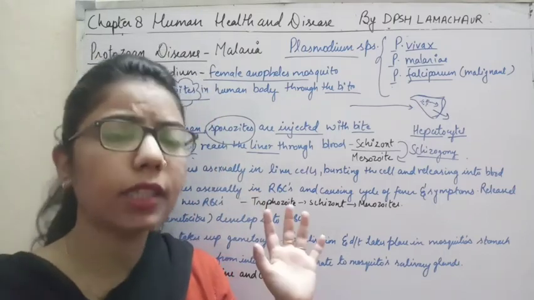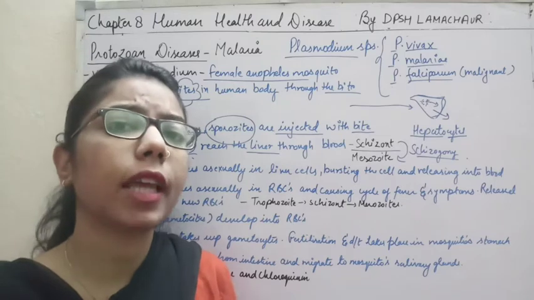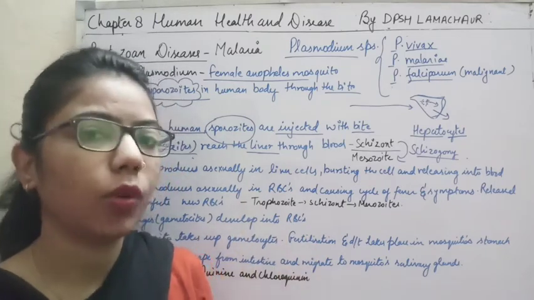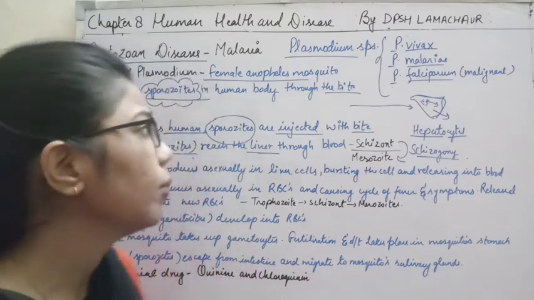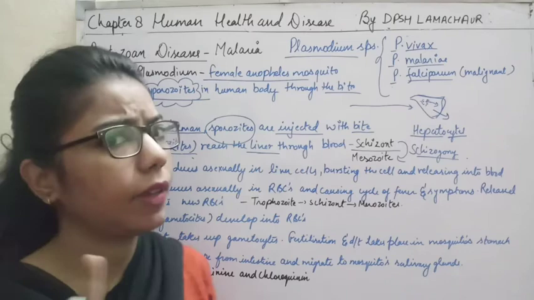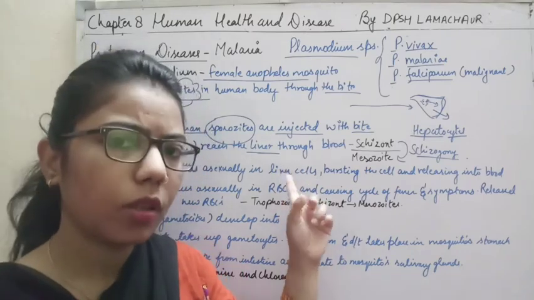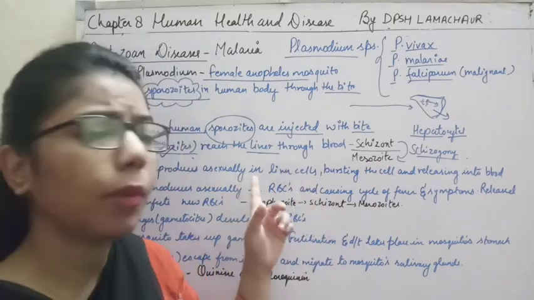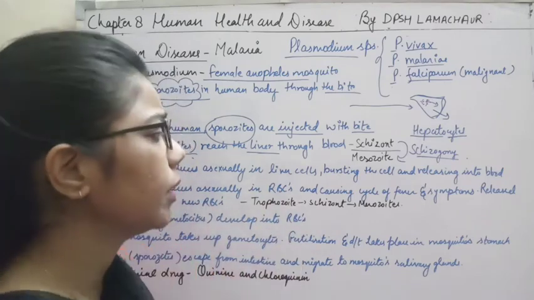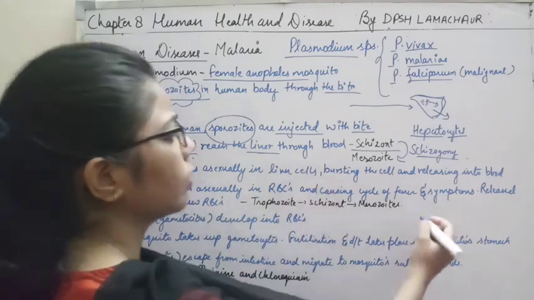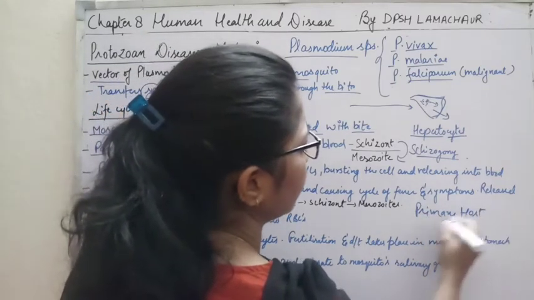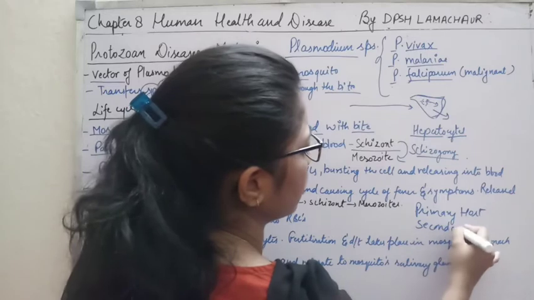Okay. One thing more I want to explain here: whenever we are talking about this malaria disease or these parasites, it is completing its life cycle in two hosts. Okay, it is digenetic. Why? Because it is completing its life cycle in human beings as well as in mosquito. And of the two hosts, one host will be the primary host.